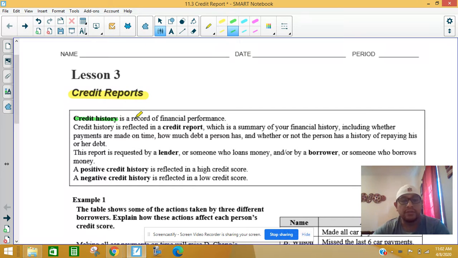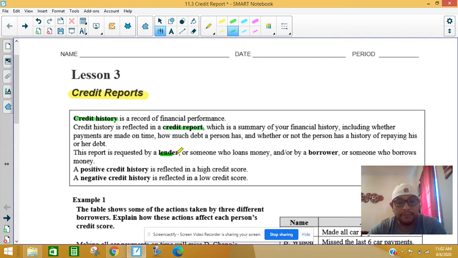The credit history is reflected in a credit report, which is a summary of your financial history, including whether payments are made on time, how much debt a person has, and whether or not the person has a history of repaying his or her debt. This report is requested by a lender, or someone who loans money, or a borrower, or someone who borrows money.